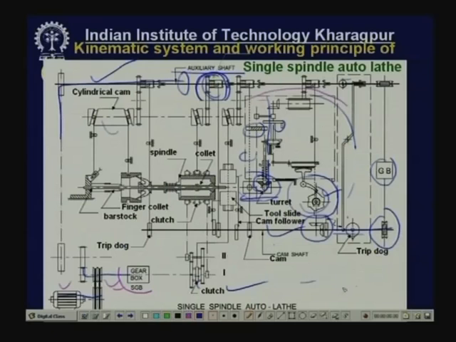This locking pin will be withdrawn, and so it is free to rotate. Now, this one will be rotated by this pin, and then it will be locked again by this pin. So, this is how turret indexing is accomplished.